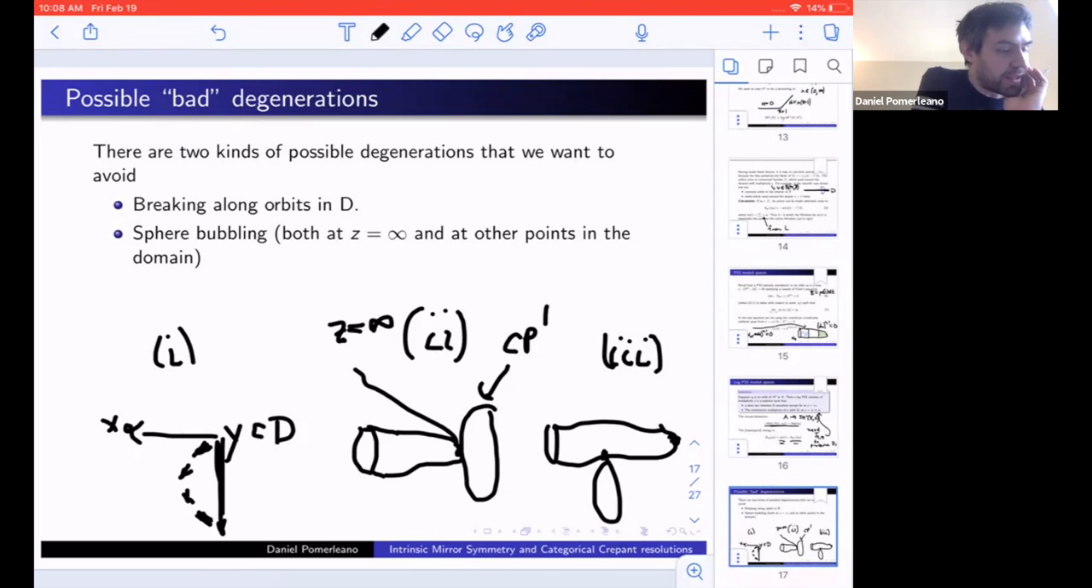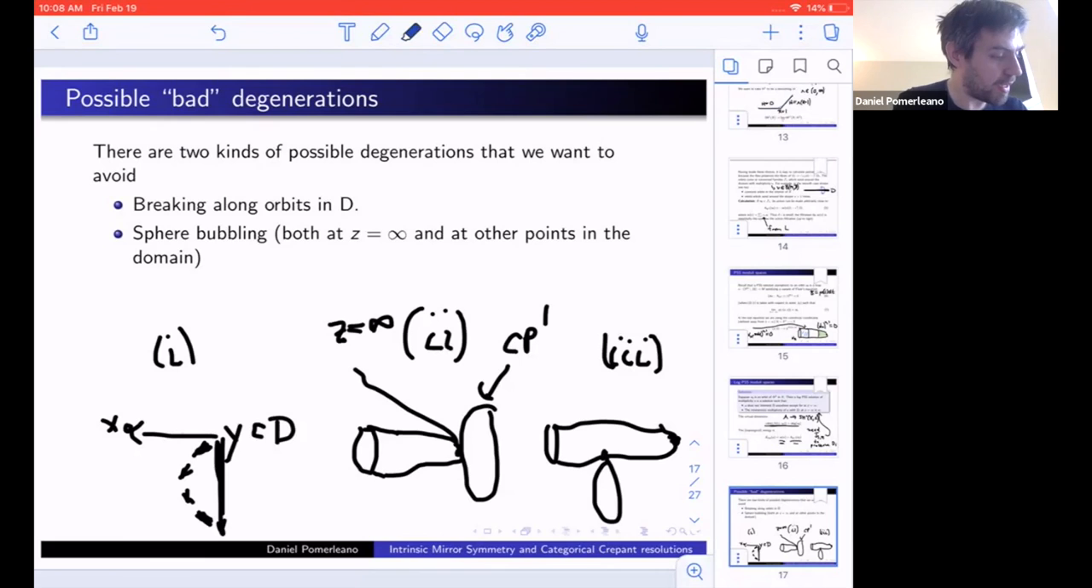But there's a bunch of other stuff that can happen that needs to be excluded. So the first bad thing that could happen is that there are some additional periodic orbits along the divisor. So this is sort of the three different things that one wants to exclude.